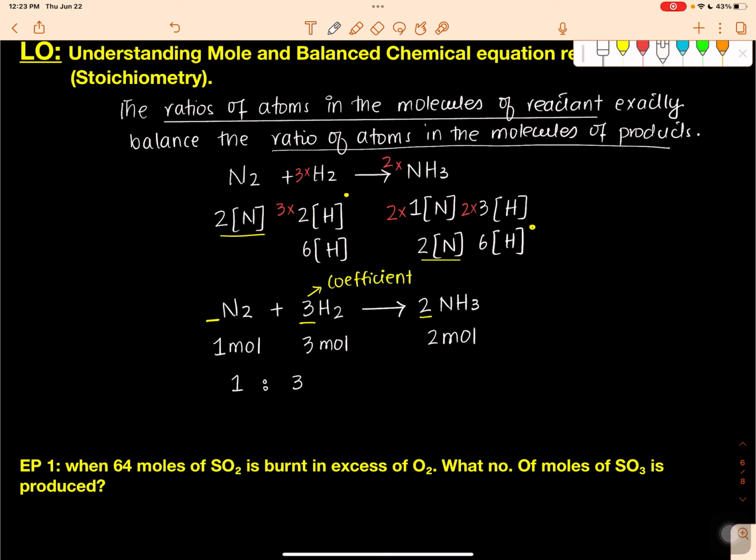So they give us a ratio that they are going to react in 1:3 parts, telling us that I have to take some amount of nitrogen which is 1 part to 3 parts of hydrogen. For example, if I have taken 20 moles of nitrogen, I will be taking 60 moles of hydrogen, which is a 1:3 ratio.